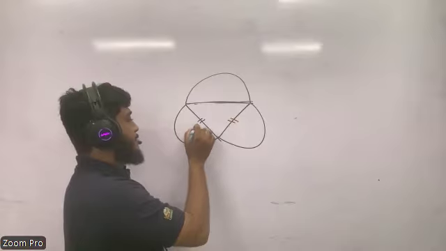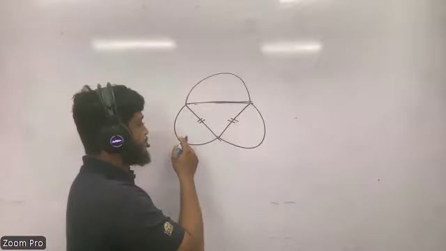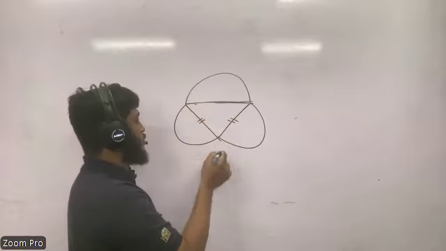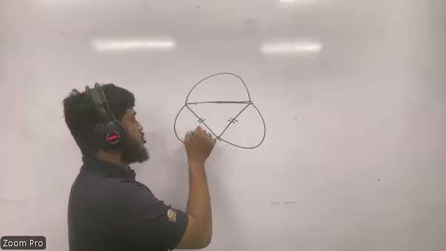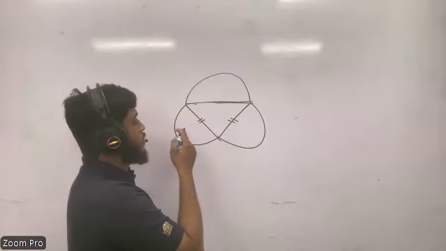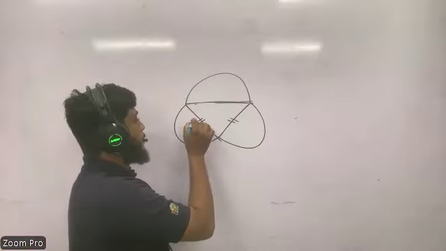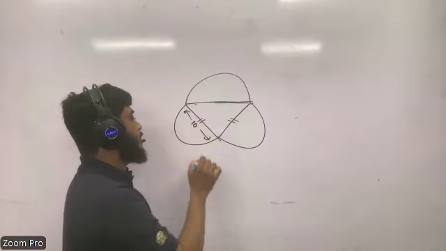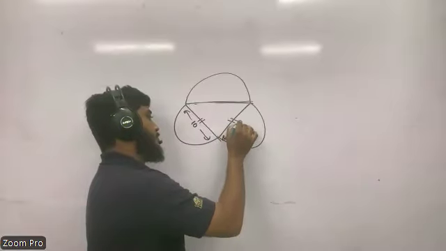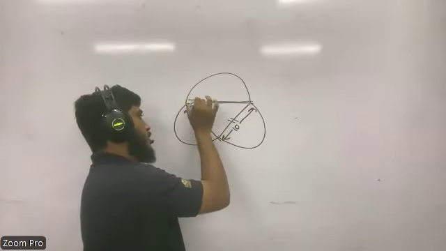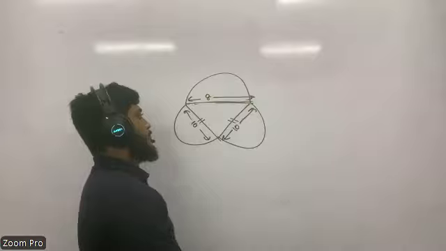We'll think this side, from here to here, is 10. This side is 10, this side also 10, and this side also 10. Then this side, we'll think 8, from here to here.